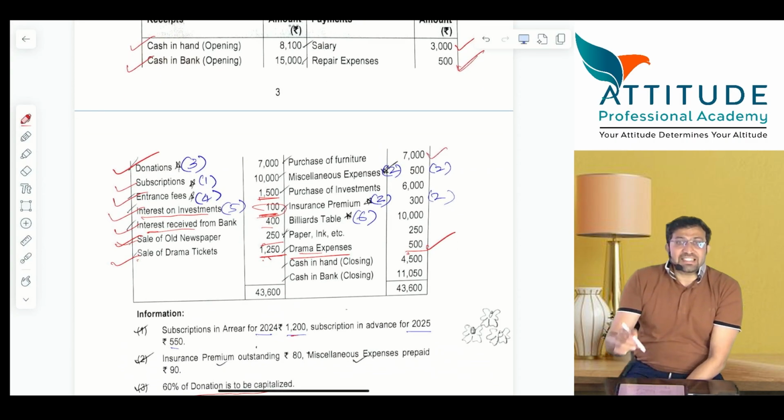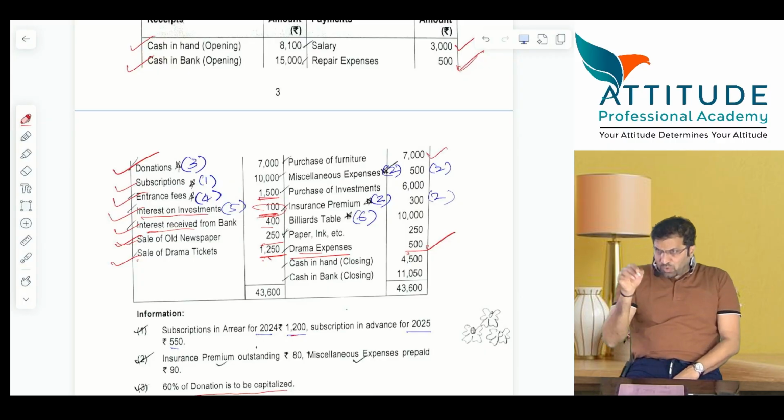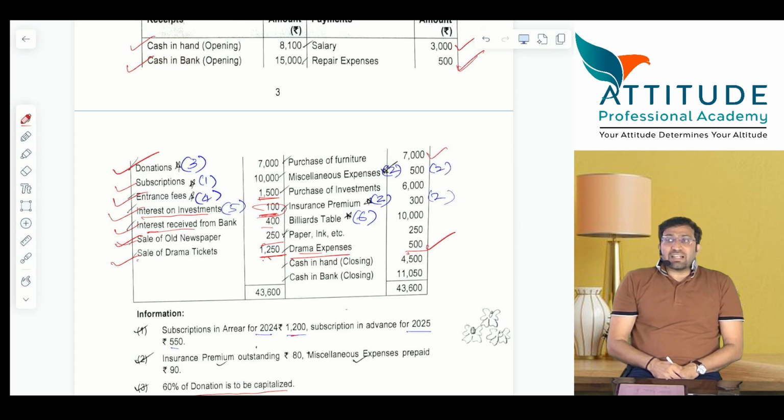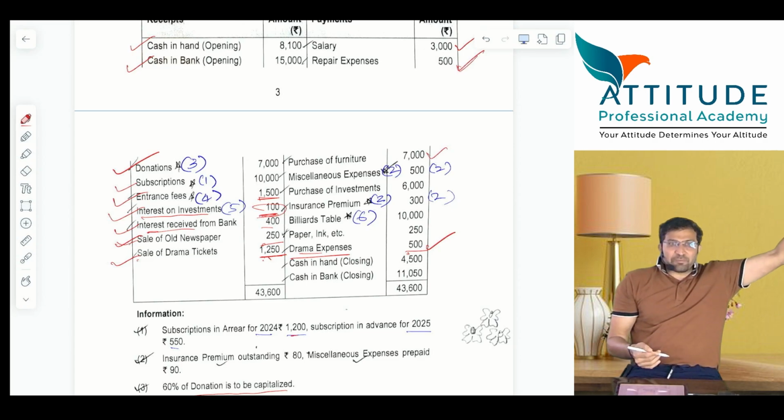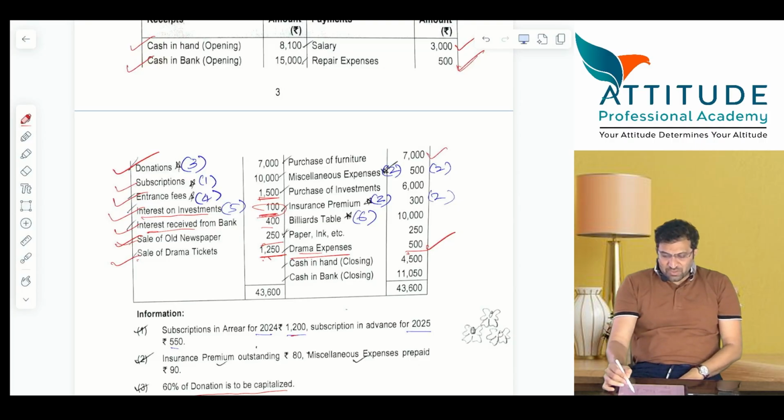Purchase of furniture, asset. Go to asset side. Now it will come in the opening balance sheet or it will come only in closing balance sheet? Why it will not come in opening balance sheet? Because this is purchased during this year. There is no opening furniture. This year furniture you have purchased. Understood? Opening balance sheet में नहीं आता. So right there, furniture in closing balance sheet. Furniture 7000.